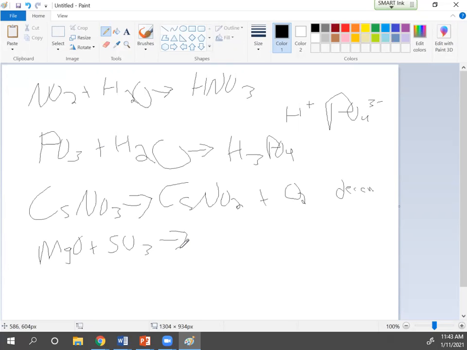To do this, I'm probably just going to scan real quick for SO3, okay? Because that's my other thing in there, okay? The metal oxide plus SO3 yields what? Metal sulfate. So what would my metal sulfate be? Yep. Now this one isn't in your notes, but it's going to kind of go along with this, okay?